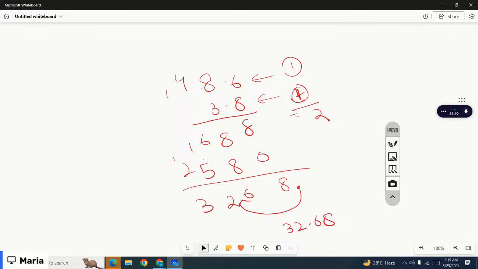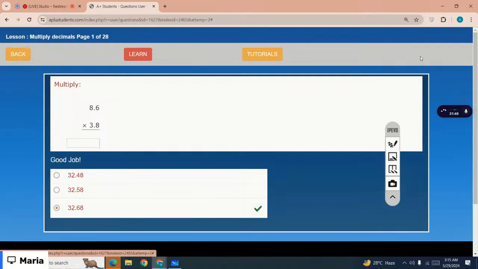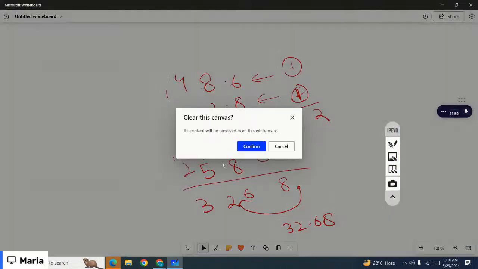Okay, let's just start with the next example. 32.68 is the correct option. The next one is multiply 0.3 times 8.6. So let's just do 3 times 8.6.